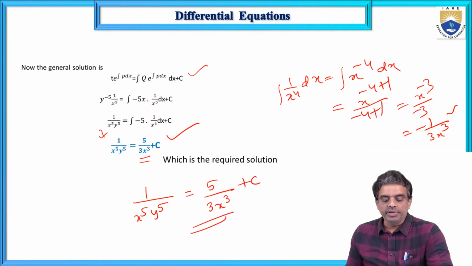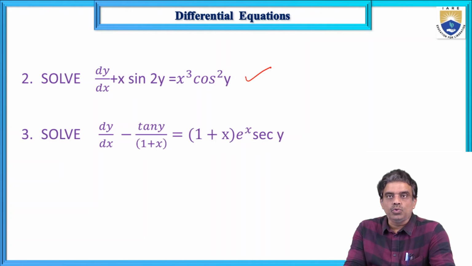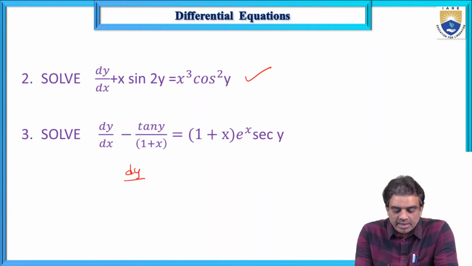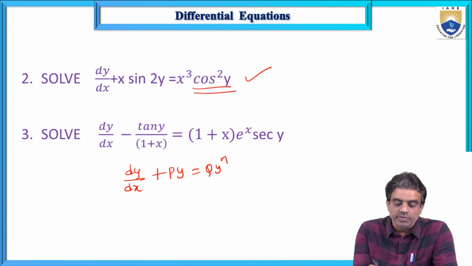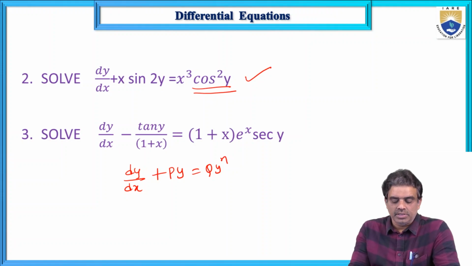So now we will solve some problems based on the Bernoulli differential equation. See the example. Solve dy by dx plus x sine 2y is equal to x cube into cos square y. So I will solve this equation. Differential equation dy by dx plus p into y is equal to q into y power n. But here there is a term cos square y. So we have to eliminate cos square y on the right hand side, and then we have to convert the equation into linear equation. So this can be solved.